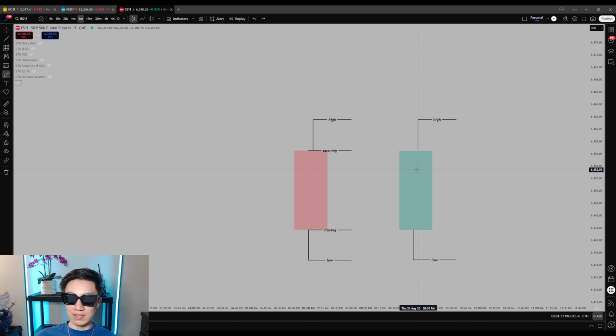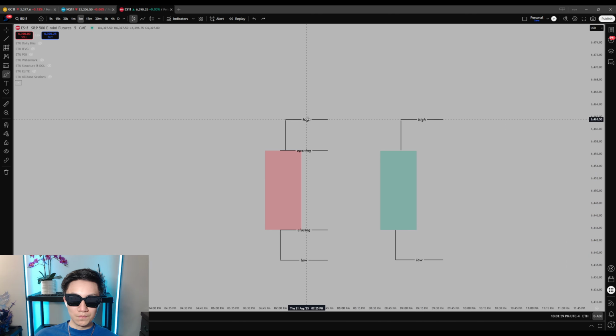What does this really mean though? This means this 5-minute candle here represents the 5 minutes. So let's say it is 7 o'clock, as you can see, and let's go to 7:05. That means from 7 to 7:05, when this candle closes, because every candle has to close. It's a time interval based chart.